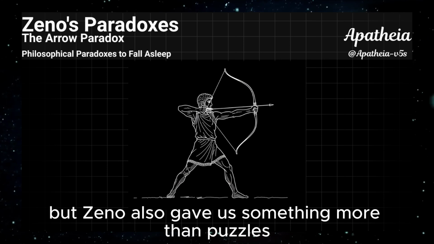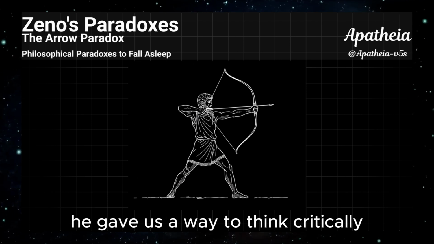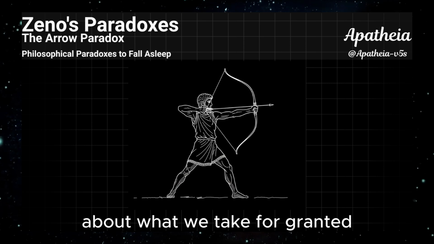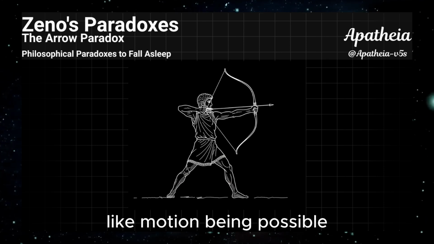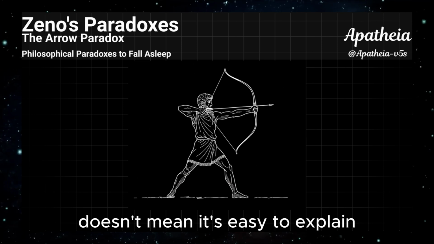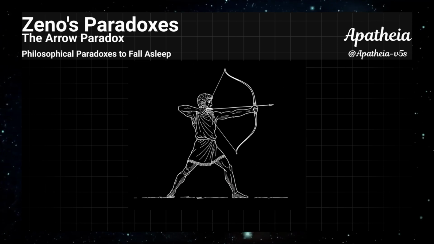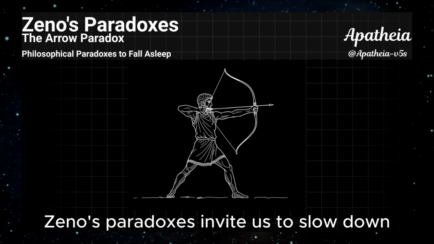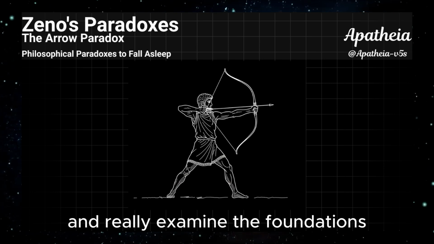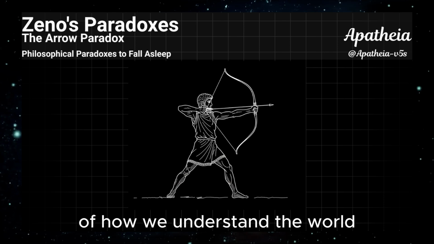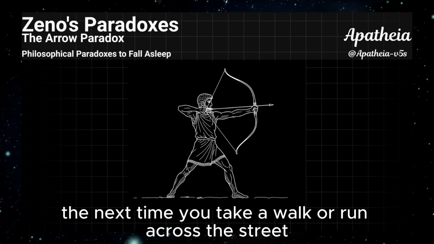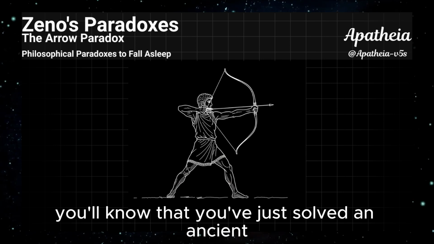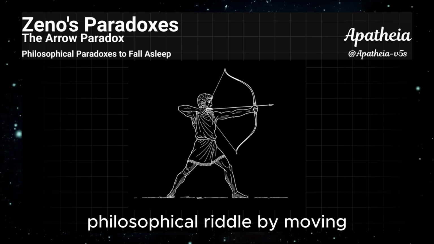But Zeno also gave us something more than puzzles. He gave us a way to think critically about what we take for granted. Just because something seems obvious, like motion being possible, doesn't mean it's easy to explain. Zeno's paradoxes invite us to slow down and really examine the foundations of how we understand the world. So, the next time you take a walk or a run across the street, you'll know that you've just solved an ancient philosophical riddle by moving.